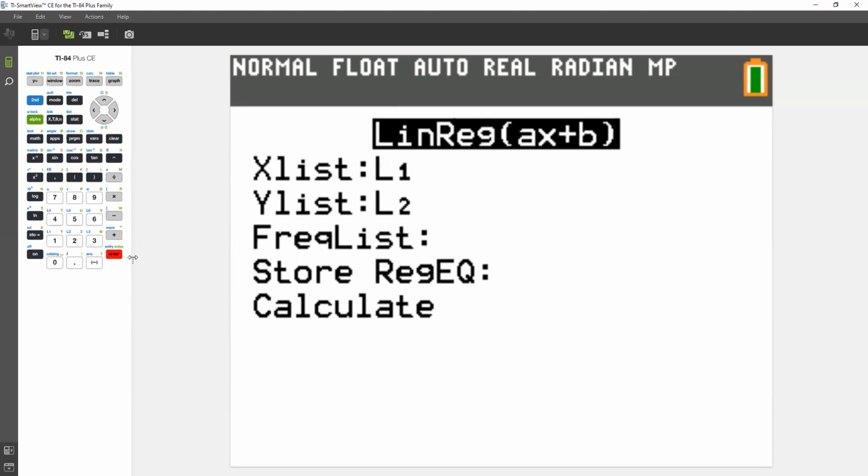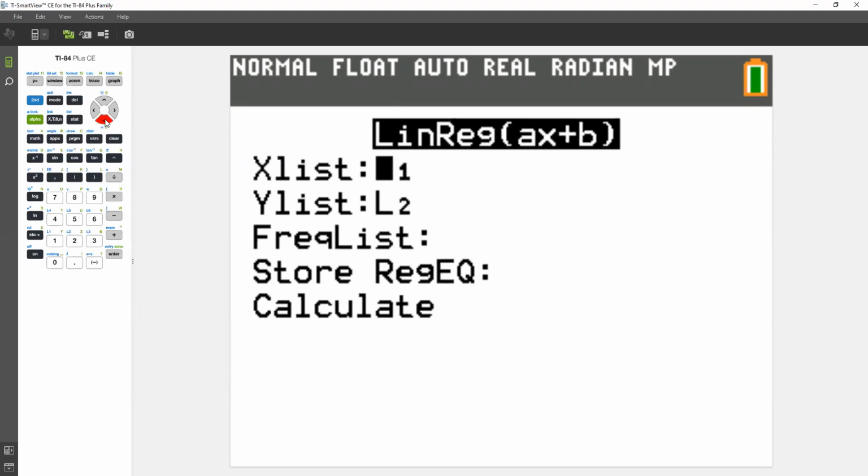It looks like there's nothing here, but there actually is. The calculator is asking, do you want to use the data in L1? Yes, we do. It's asking, do you want to use the data in L2? Yes, we do. In your stat edit, you can type in lots of other data and choose to use different columns if you wanted to. But right now the calculator is asking, do you want to use L1 and L2?